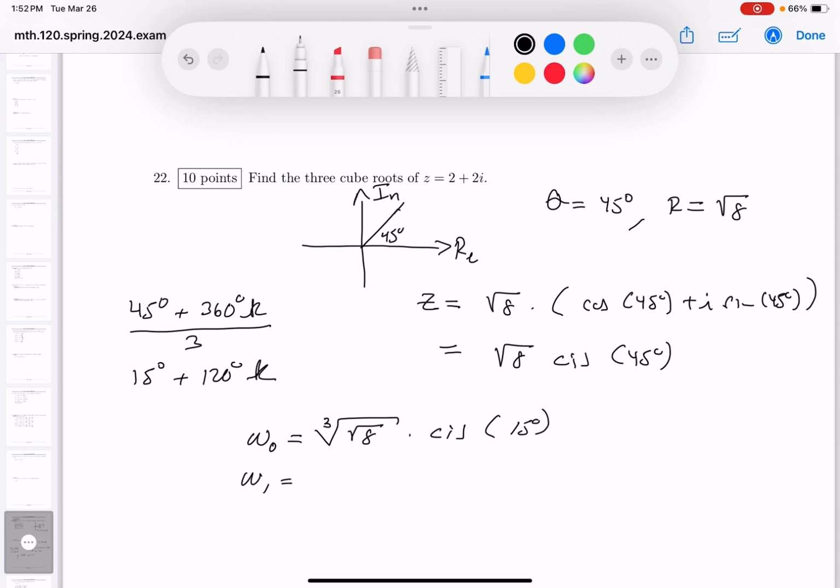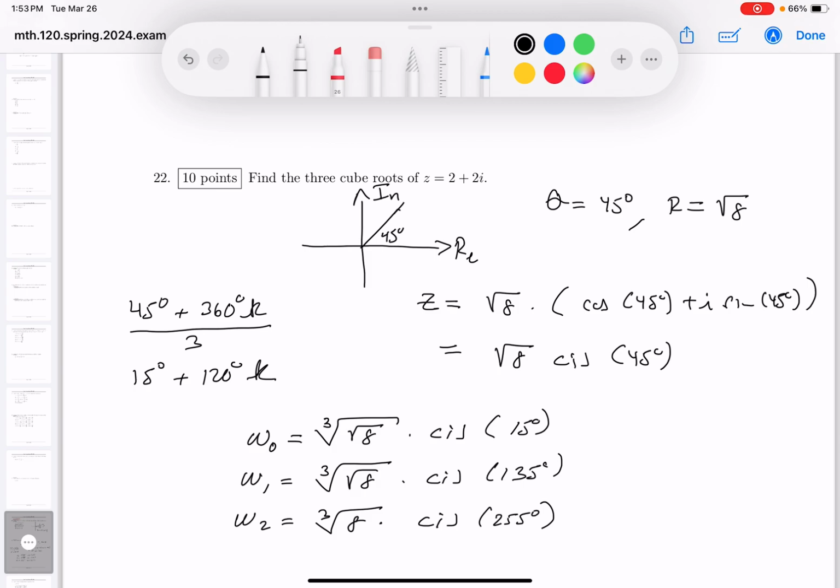w1 is the cube root of the root of 8. It's a nasty number. cis, and I'm taking k to be 1 now. If k is 1, I'm going to get 120 plus 15, which is 135. Let's do w2, the cube root of root 8, cis. And then there, it's 2 times 120, 240, plus 15, 255.